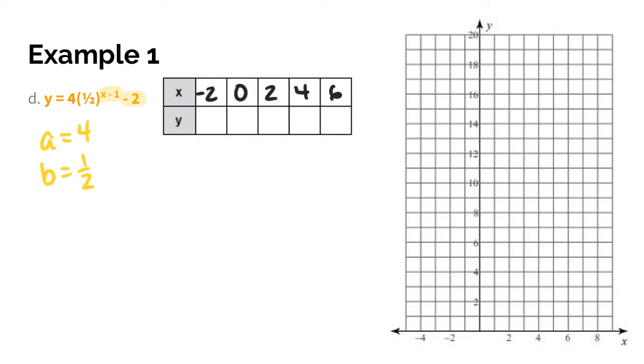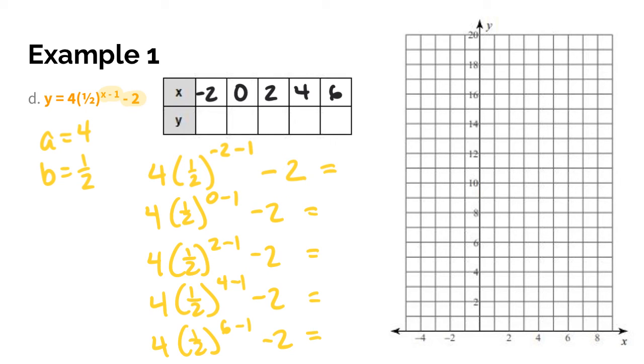I'm going to show you the first one. I would do 4 times 1/2, and then in the exponent, instead of just x, I'm going to do -2 minus 1, and then outside I'm going to plug in -2. So my function that I'm evaluating is a little bit more complex. I do have the -1 and that -2 at the end that I now have to include. I'm going to do the same thing for all the other inputs. And then my goal is to evaluate each of these by simply using my calculator.